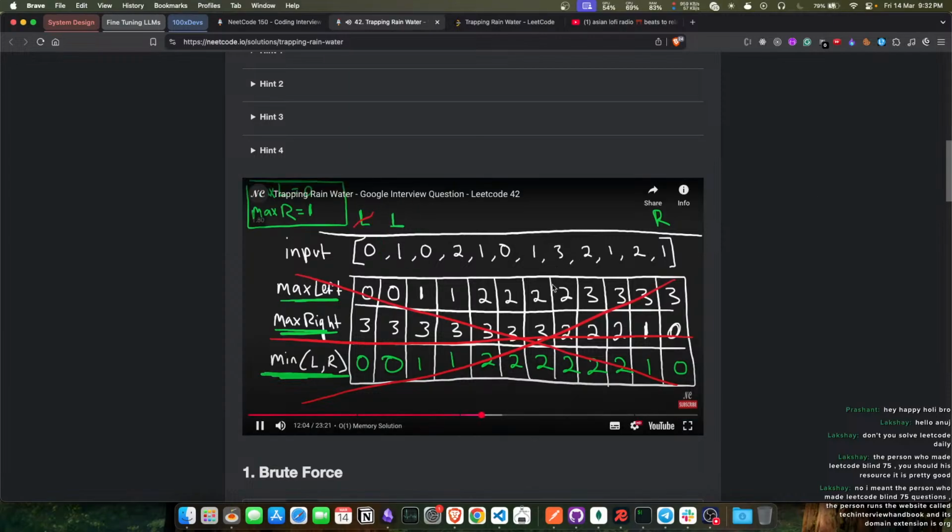And just a FYI, we know that we can't have any water stored on the endpoints, right? On the left and the right positions, we can't have any water because they're endpoints, right?